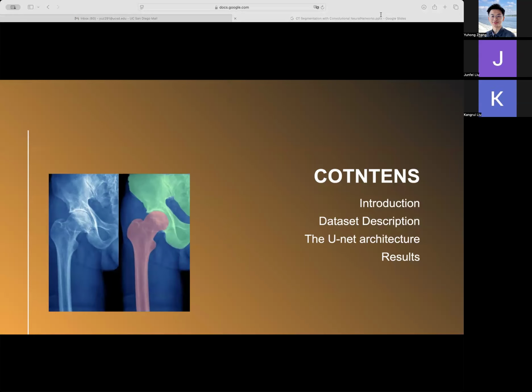So first we will start with a brief introduction of what this project is about, and then we will describe the data set we are using. After that, we'll describe the very famous UNet architecture, which consists of a series of convolutional neural networks, which is very effective at segmenting images. And lastly, we will present you some of our own results. Next page, please.